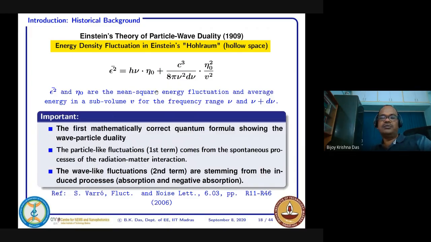So what he did, he was still continuing his work on black body radiation, and he was deriving a theory on energy density fluctuations. You know, Hohlraum. It's a German word again. Raum means space. Hohl means hollow space.